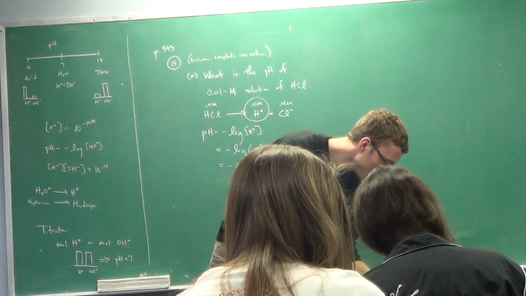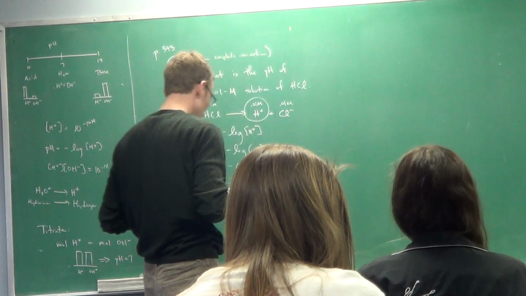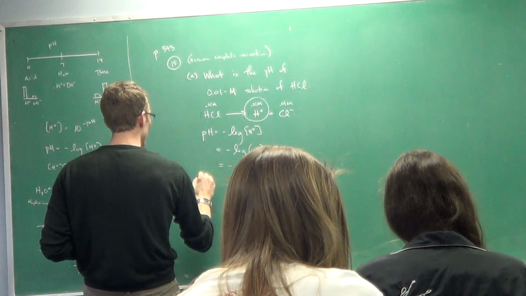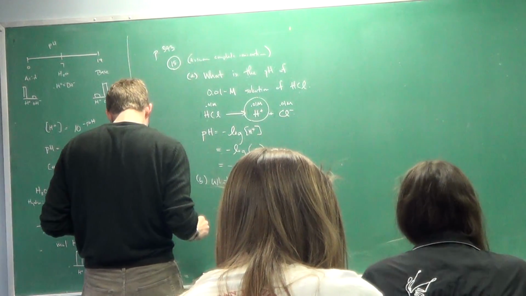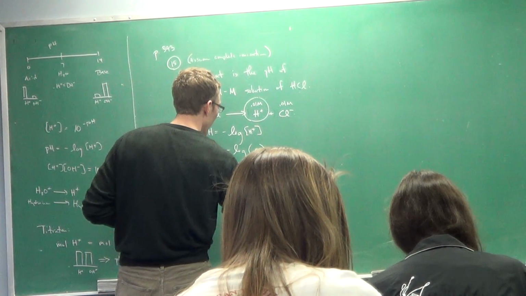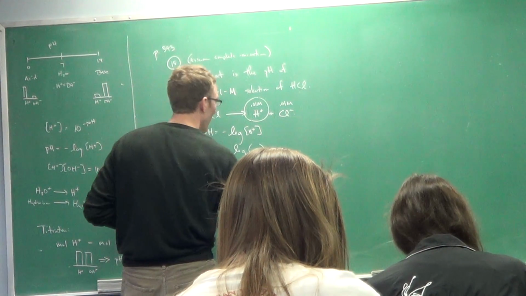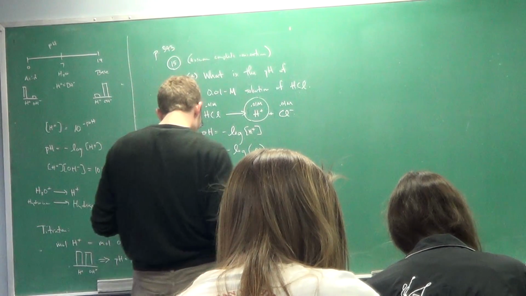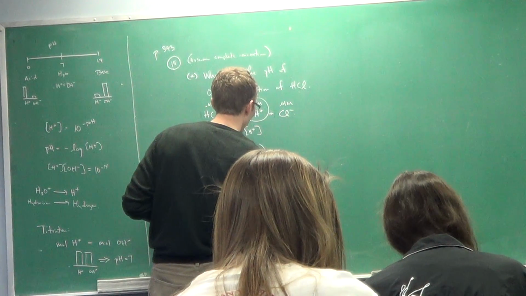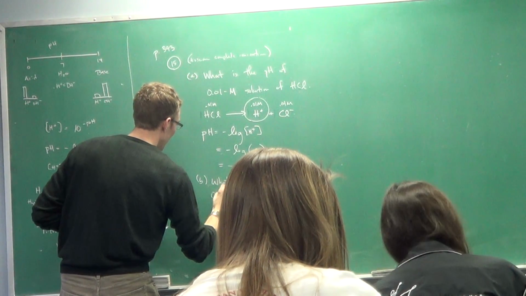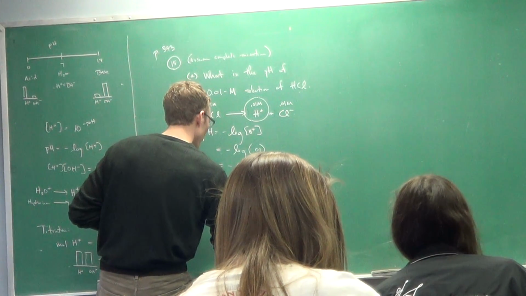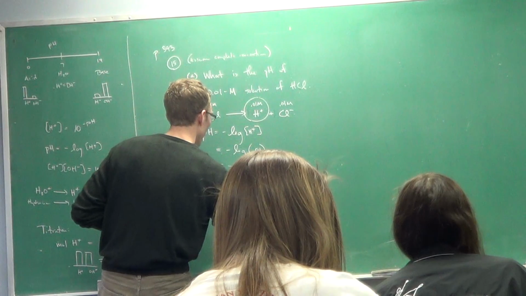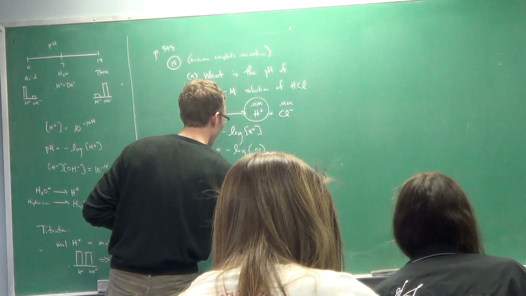Okay, for the next part, it says, B, what is the concentration of the hydroxide ions of a 0.01 molar solution of NaOH?